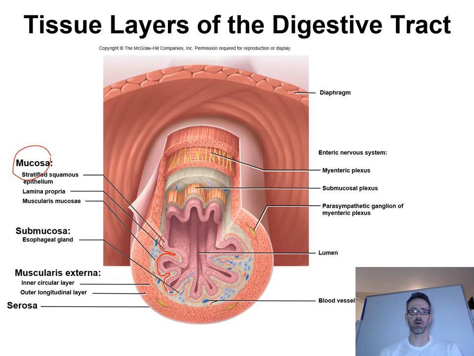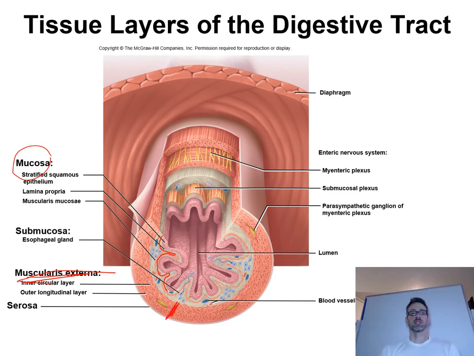The next layer, once we get past the mucosa, is the submucosa, which is under the mucosa. In the submucosa, we see a lot of the larger blood vessels traveling through the digestive tract, our lymphatics, veins, and arteries, as well as a lot of our nerves. Then there's the muscularis externa. The muscularis externa, right here, that's the thickness from here to here.